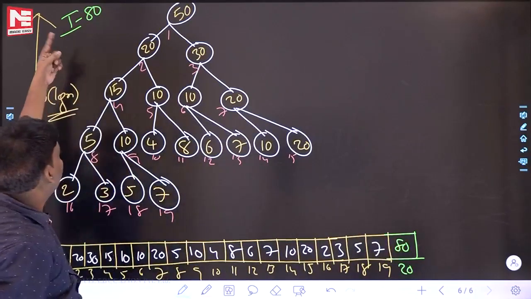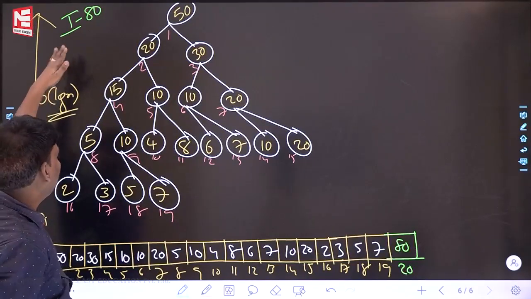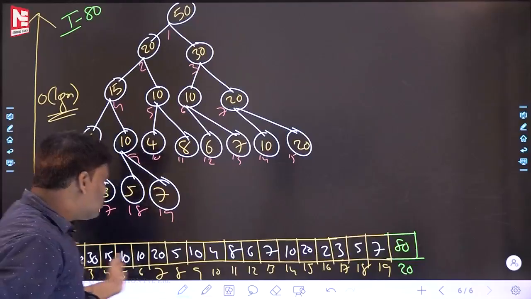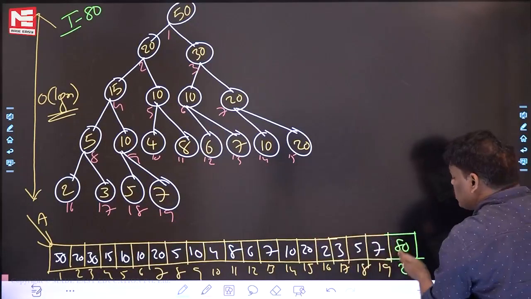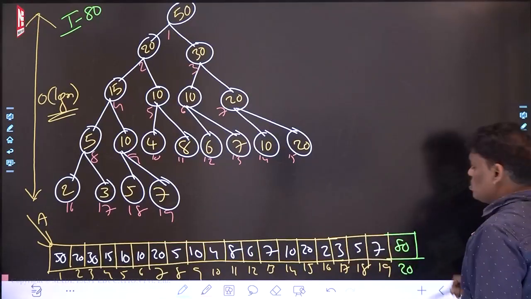Now, see the topic name, inserting an element into a max heap. You want to insert element 80, where will you insert? Because inside the computer there is no tree, nothing, only an array. In the array, you have to insert at the last place. The array already contains 19 elements. At the 20th place you have to insert. Just go to A of 20 and insert. Yes, I inserted.